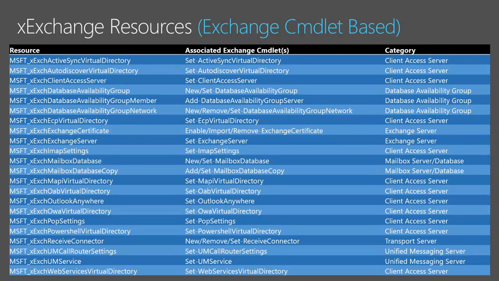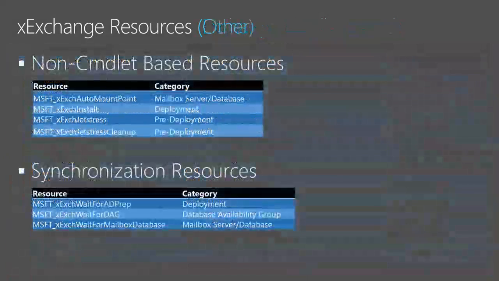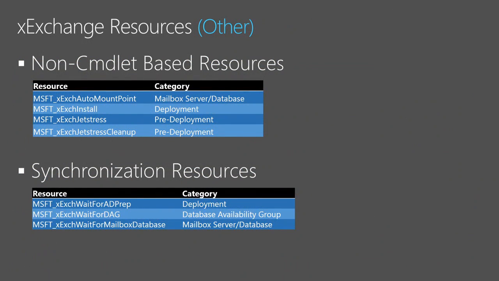And again, for the most part, I would say for 90% of these resources, whatever parameters are available in the Exchange commandlet, you can use in the DSC script. There's a couple resources that are missing them. It's basically we didn't see the need, but we're happy to take feedback if there is a need for those. The other two groups are non-commandlet-based resources and then synchronization resources.